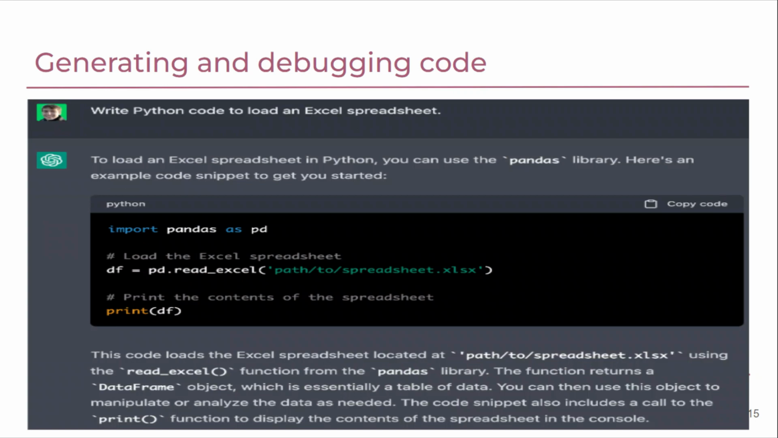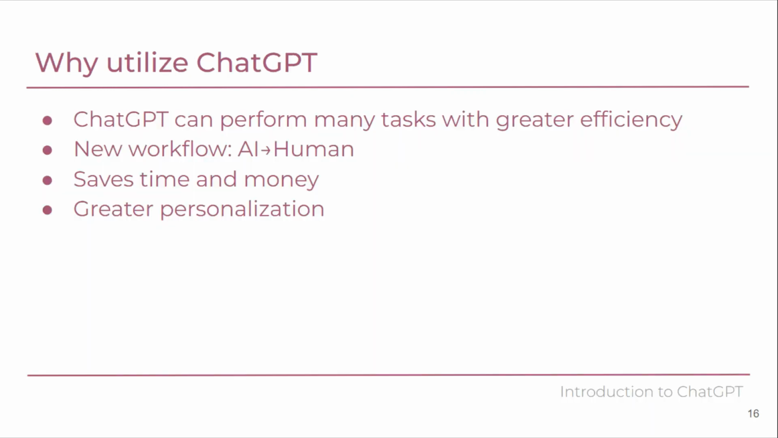ChatGPT is also impacting how software engineers, data practitioners, and others write code. ChatGPT is able to generate template code, explain why code isn't working, and even make suggestions for improvements. So why should we begin implementing ChatGPT into our workflows and business processes? ChatGPT is able to perform many time-consuming tasks with greater efficiency. Using our own expertise, we can then verify and finalize the responses.